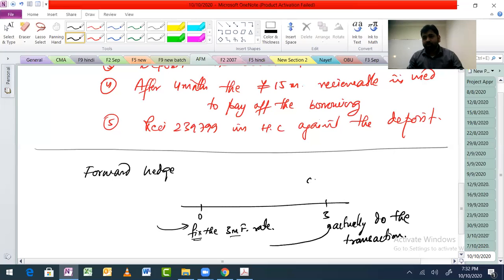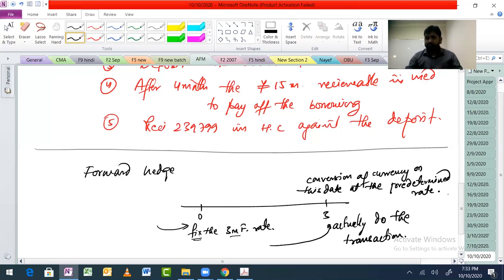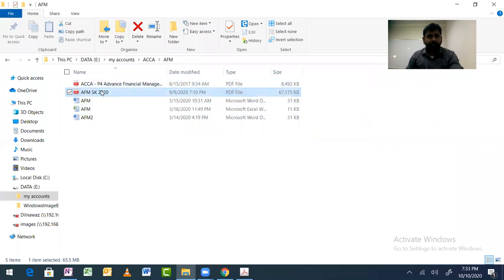So you do the conversion of currencies on this date at the predetermined rate. Are we fine with this? Yes. Most simplest stuff. Okay. So let's open your workbook now.